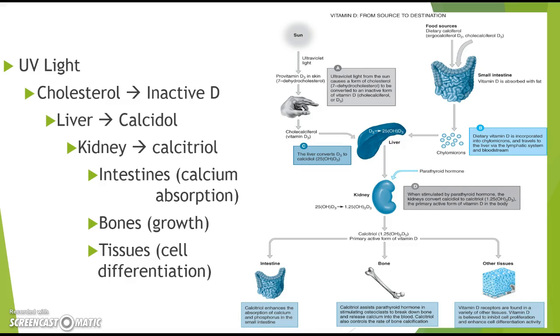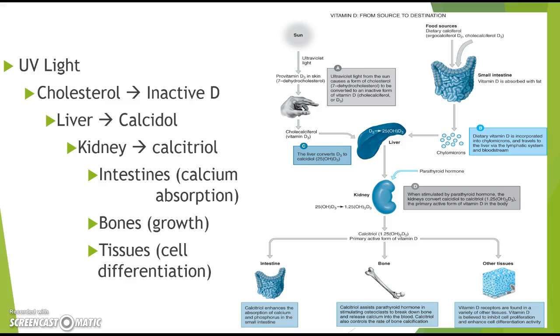The other place that calcitriol can go to is the bones. This can help with osteoclasts and osteoblasts, breaking down bone or making new bone. It also helps release calcium into the bloodstream, and helps control the rate of bone calcification, so making bone and destroying bone. The other area that calcitriol can go into is the other tissues, where it can be used for different cell differentiation activities.